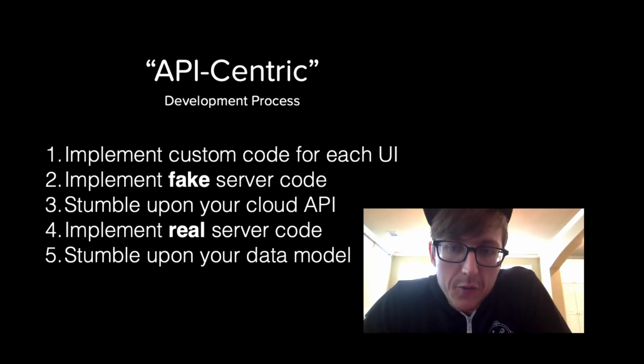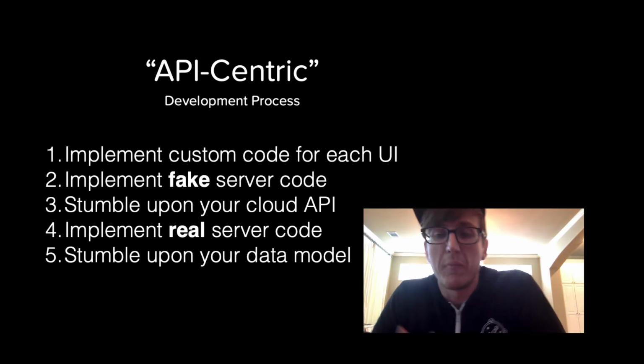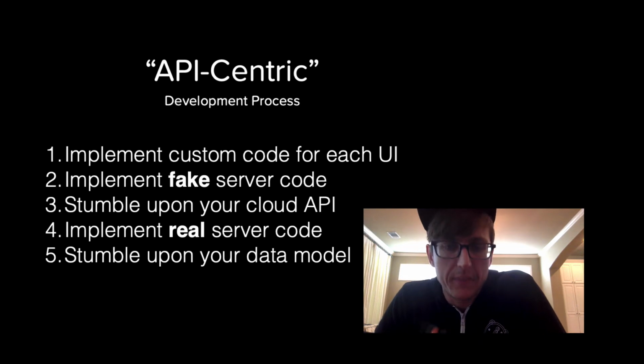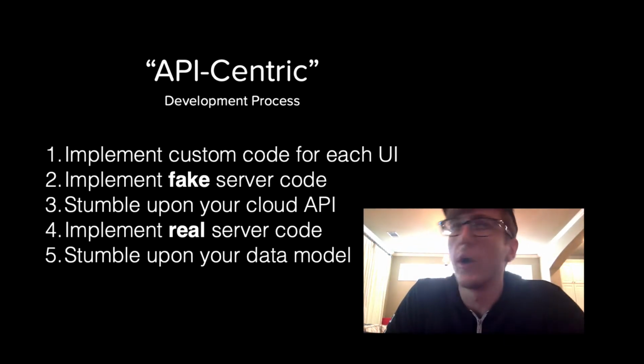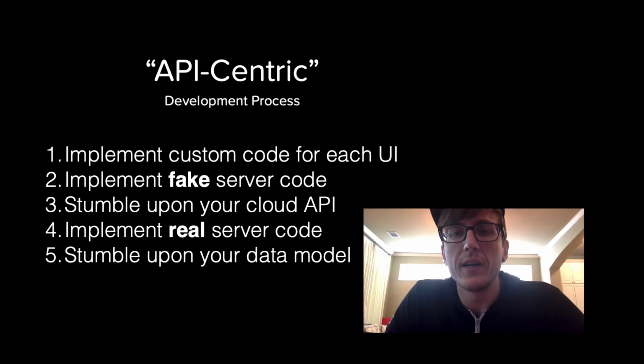But instead, if you do the custom code for each UI, you implement fake server code, you stumble upon the cloud API from that based on what you actually need, and then you implement the real server code, and finally you stumble upon your data model in the same way. What do I need to store? What do I actually need to store based on what's in the product? That's really all that matters. That's being customer centric and that's being UI first.